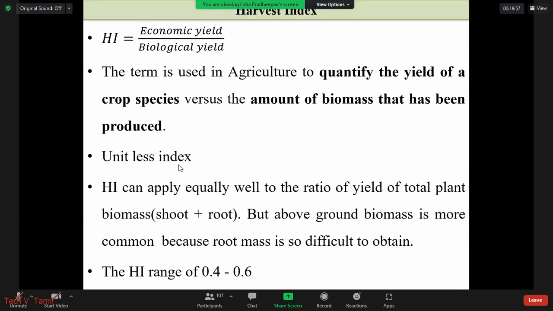Then harvest index. So this is economical yield over biological yield. Economical yield is part of the crop. Depending on the crops, it can vary. For the cereals, it may be the grains. For the pulses, also it may be the grains. For the tea, it is leaf. For sugarcane, it is stem. Biological yield means the whole plant, that is having the stem, leaf, pods, even the root.